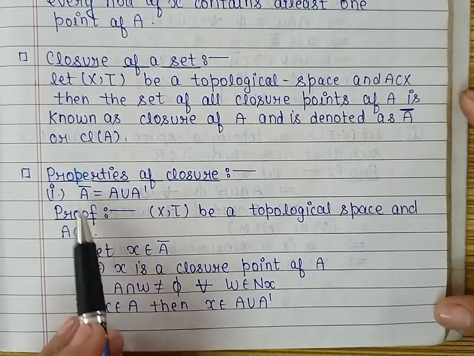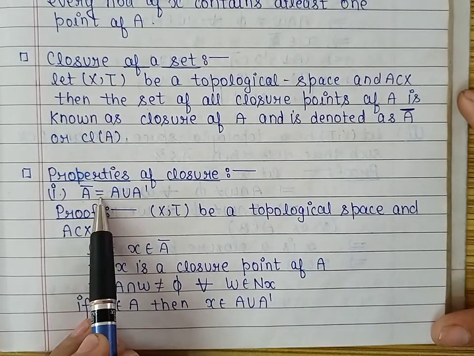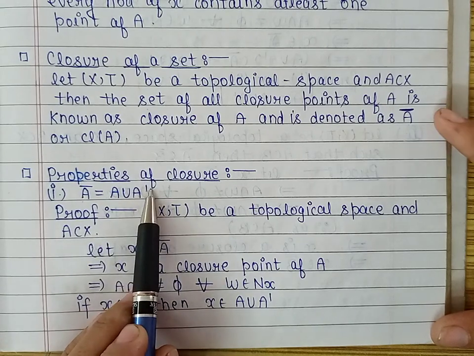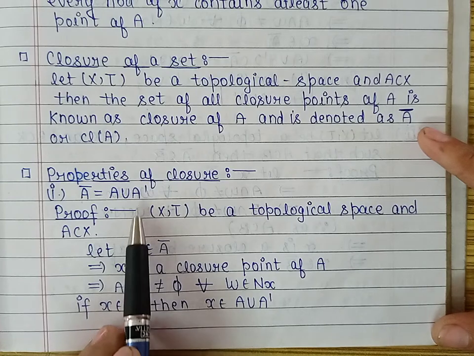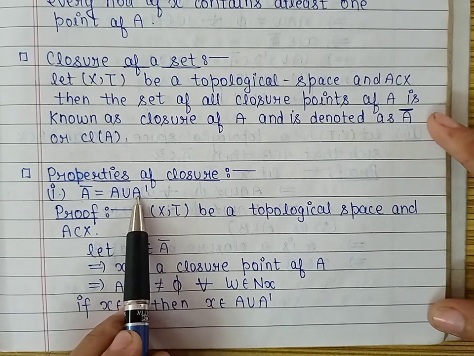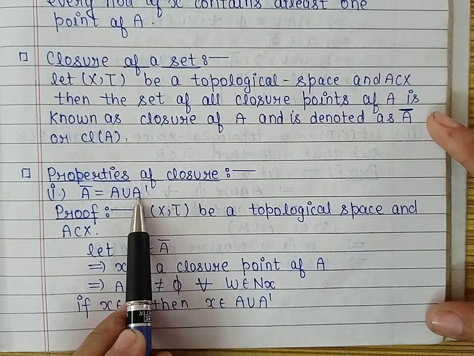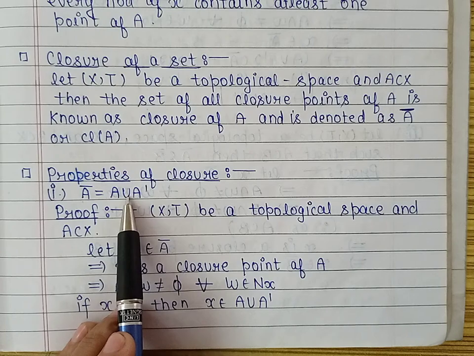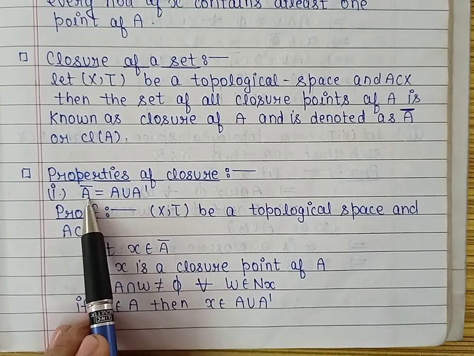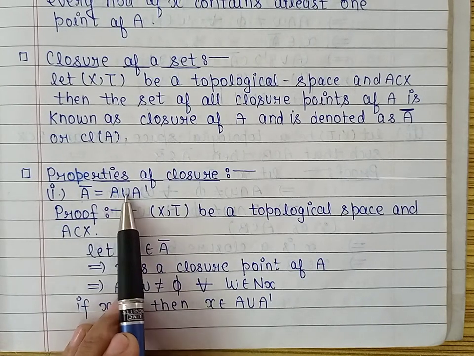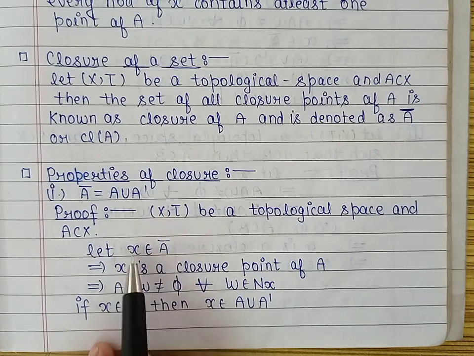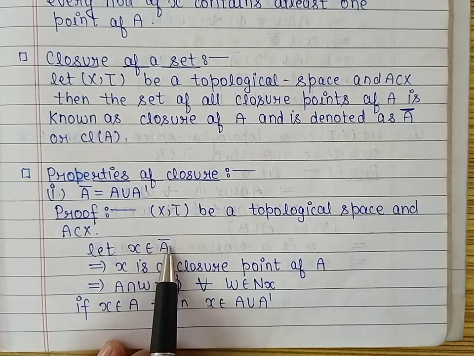First property, A closure is given by the union of A and A dash. Here A dash denotes the derived set of the set A. Derived set means the set of all the limit points of A. In order to prove these two sets are equal, firstly we prove that A closure is contained in A union A dash. So let us take an arbitrary point x belonging to A closure.